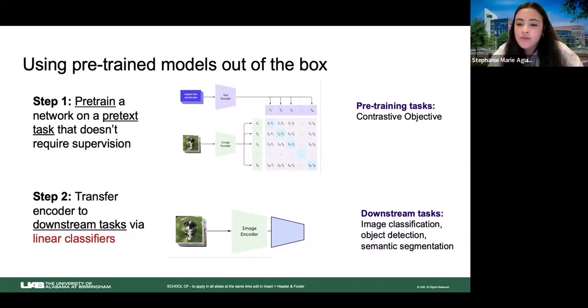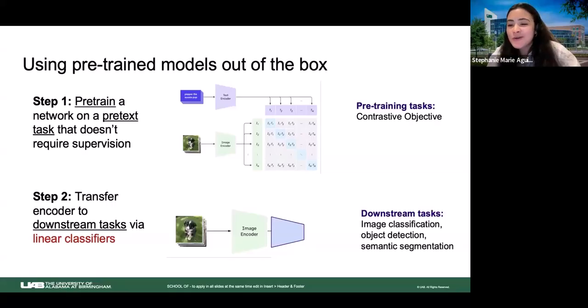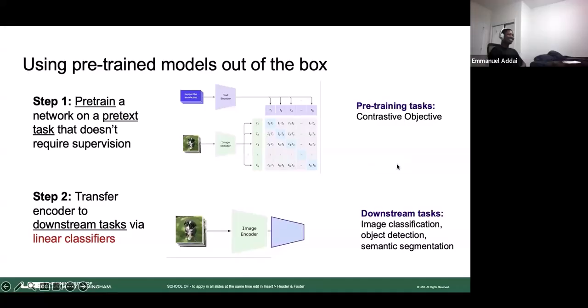Has anyone used CLIP in their architecture? No. No. No. Who's my electrical and computer engineering person in here? I mean, Manny, you're one, right? Technically. No, I'm in vision science.